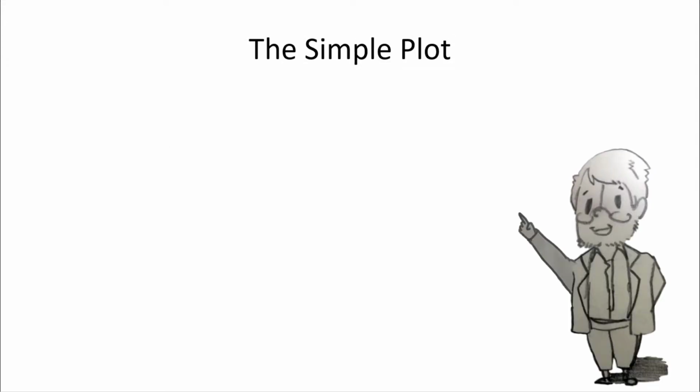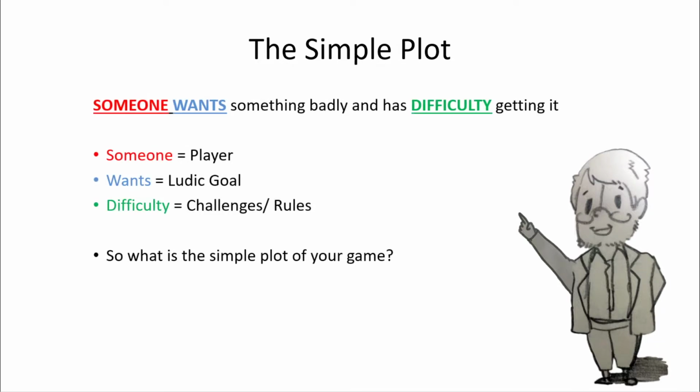What we're going to look at first is the simple plot, the absolutely simplest plot that you can conceive. And the simplest plot that we can conceive is simply this. Someone wants something badly and has difficulty getting it. The someone is our character, the want is their goal, and the difficulty is in getting it.